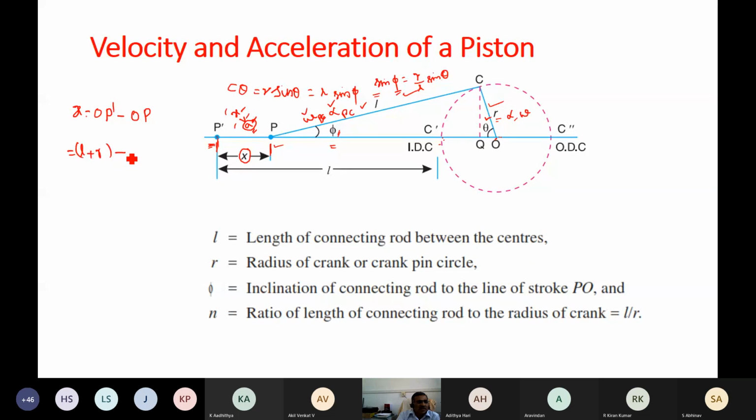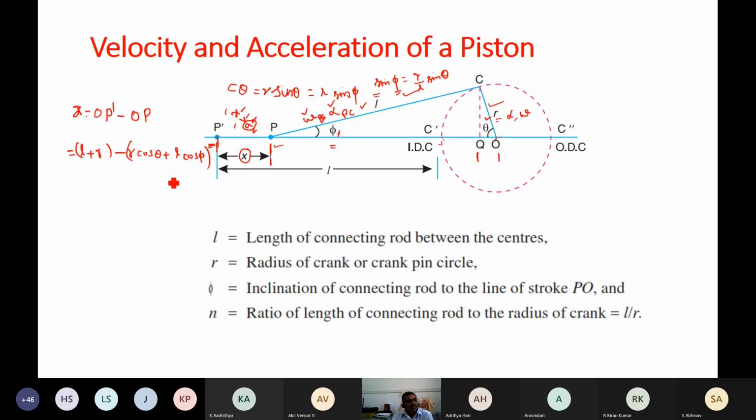Right? Now what is OP? OP also can be divided into two: one is OQ, another distance is QP. What is OQ? If you take the triangle OCQ, OQ is equal to R cos theta, plus QP. What is QP? QP is equal to L cos phi.